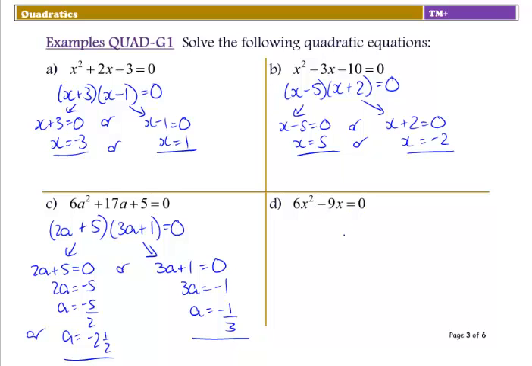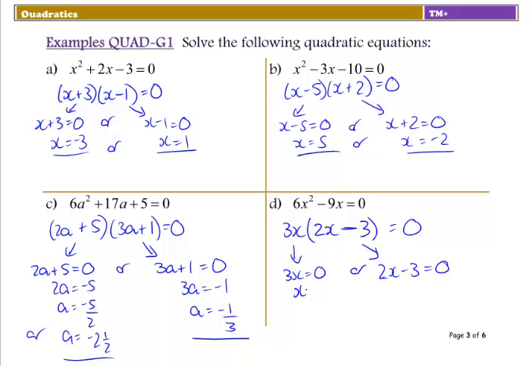6x squared minus 9x equals 0. Common factor is 3x, so bring it out the front. And we have 2 times 3x is 6x, so we need 2x. 2x times 3x is 6x squared, minus, because I have a minus term, and I want 3. 3 times 3x is 9x, so that has to be 0. So from there, 3x has to be 0, or 2x minus 3 has to be 0. So x is 0, 2x equals 3, x is 3 over 2, or 1.5. Okay, so that's how you solve.